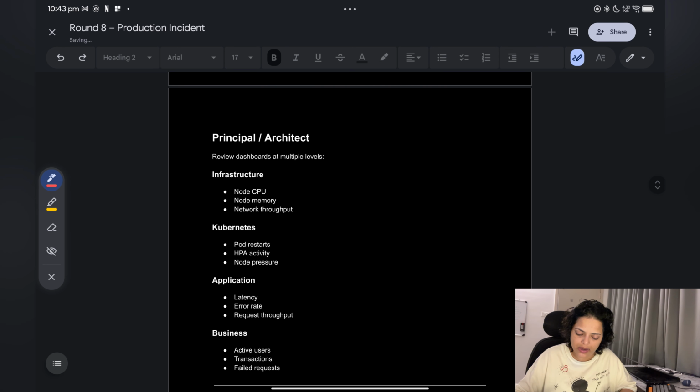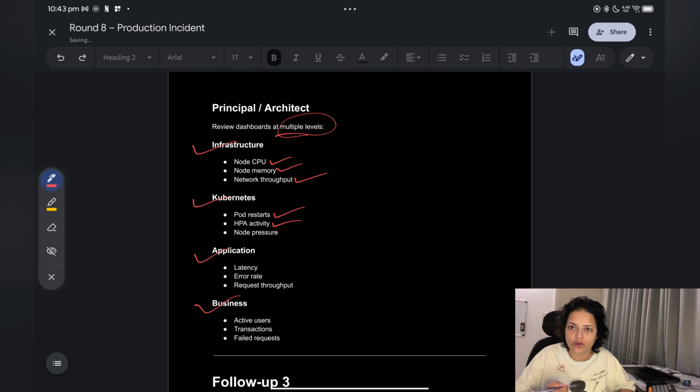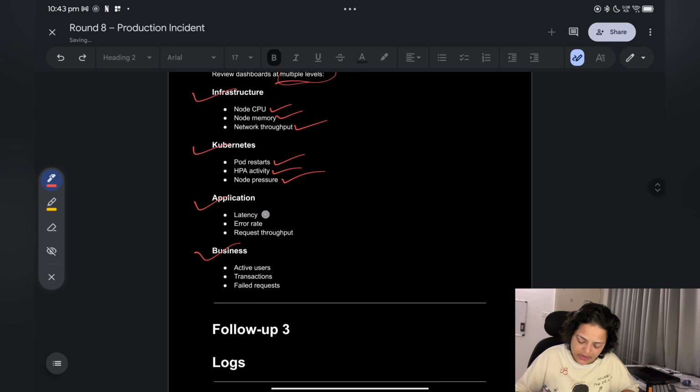Then a principal architect will review dashboards at multiple levels. What will his levels be? The first one is infrastructure, then Kubernetes, then application, and then business. What will he check in infrastructure? He will check node CPU, node memory, and network throughput. In Kubernetes he will check pod restarts, HPA (horizontal pod autoscaling), and node pressure. In application he will be checking latency, error rate, and request throughput.